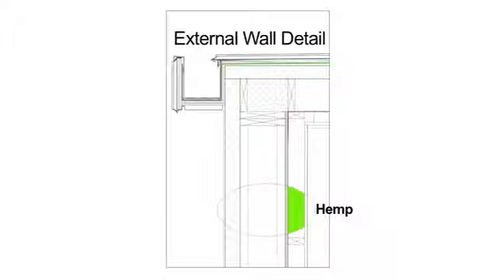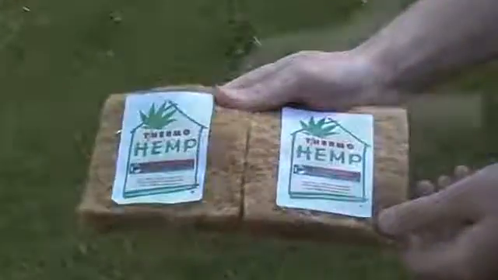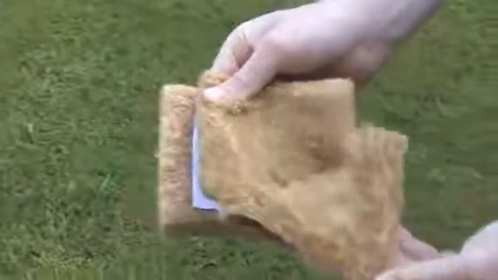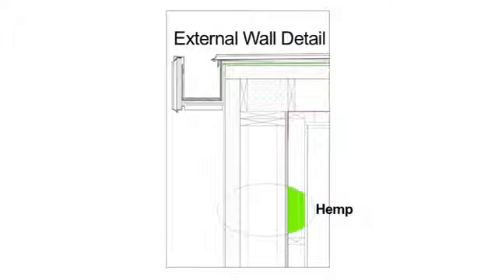Hemp insulation is manufactured from hemp, the world's oldest cultivated plant. It has a very high thermal value, it's very lightweight, easy to install, primarily installed as a mat. It also is non-allergenic and assists in improving indoor air quality as it doesn't contain any harmful VOCs.